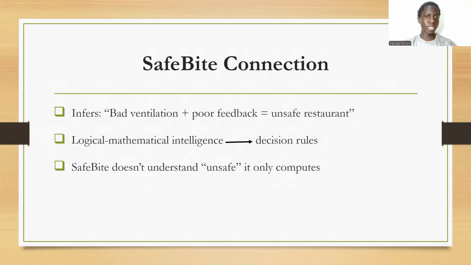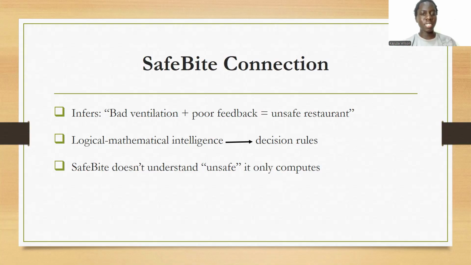So even SafeBite AI works in the same way. For example, in the inference, once the system detects bad ventilation, or poor feedback from the customers, it can actually infer that this restaurant is unsafe. Logical mathematical intelligence, we already talked about it, SafeBite uses patterns and data to make a decision. So it evaluates data to make a decision.